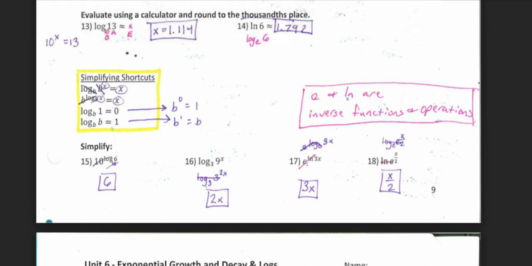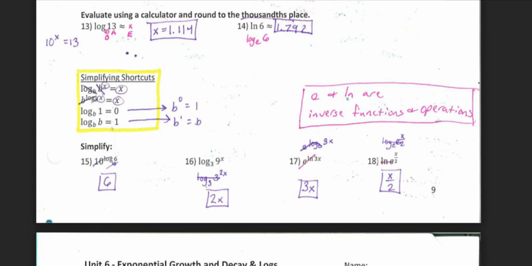Looking at this one, e to the natural log is the same as log base e. So we have e raised to the power of log base e, and those cancel each other out. So what I am left with is the 3x.